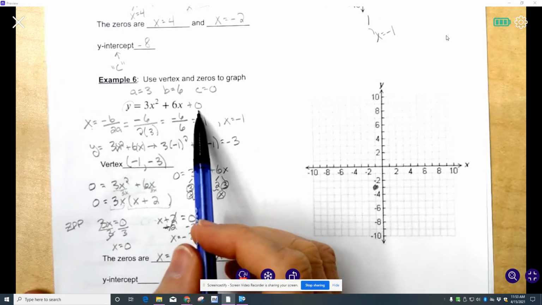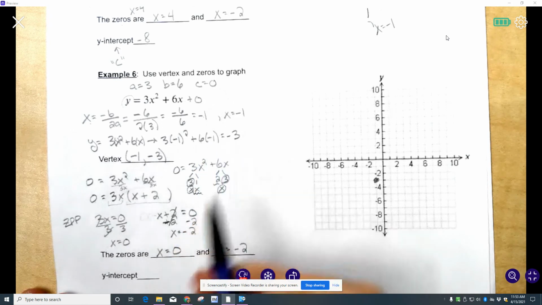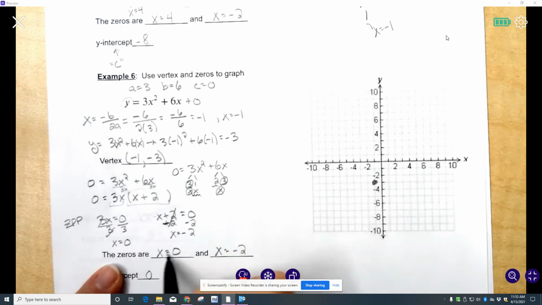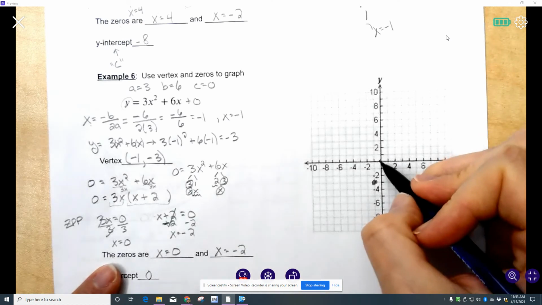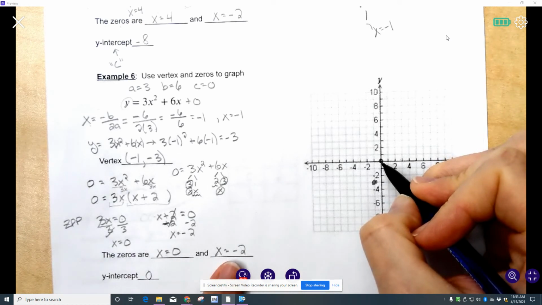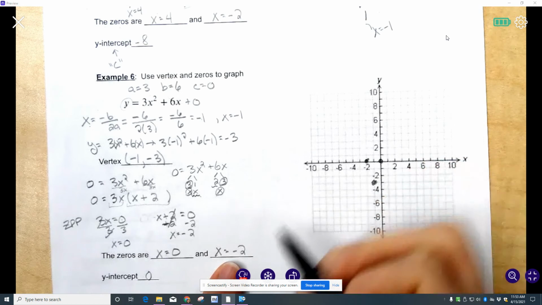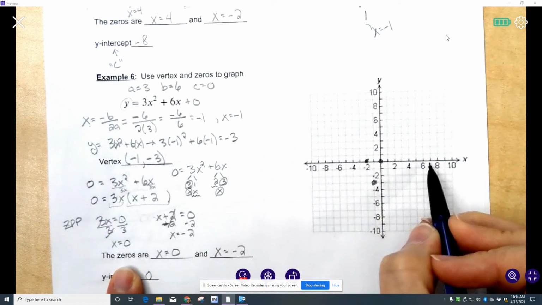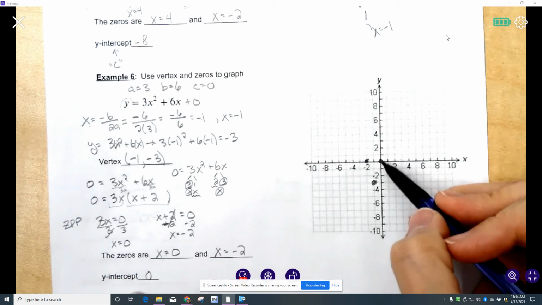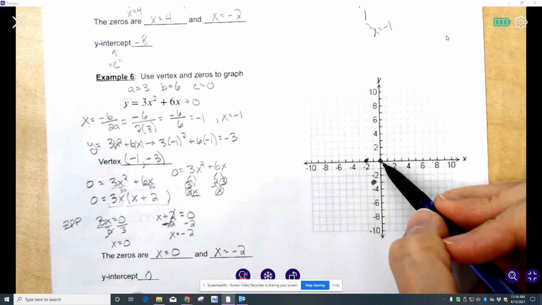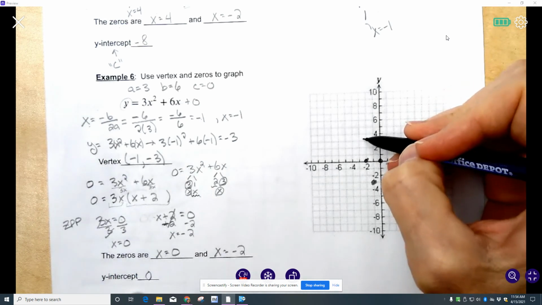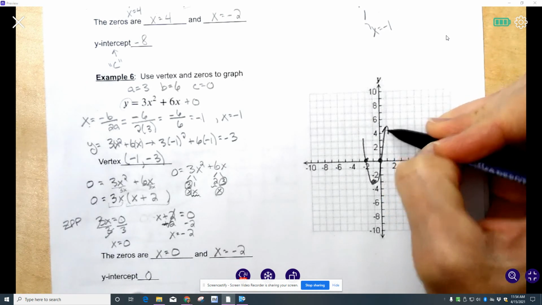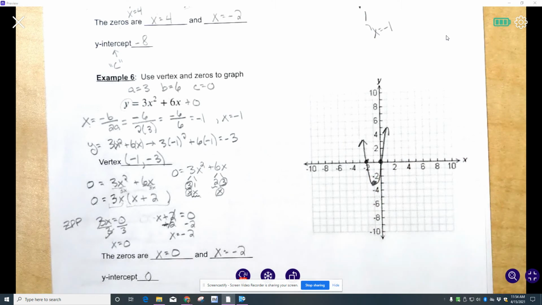My y-intercept, c, is 0, so my y-intercept is 0. So let's graph these first. So put a point at 0 and a point at negative 2. Remember, these are x-intercepts or zeros, so they go right on the x-axis. My y-intercept is also 0, so that's the same point. So this time I have 3 points, but I can do a pretty good graph with just 3 points.